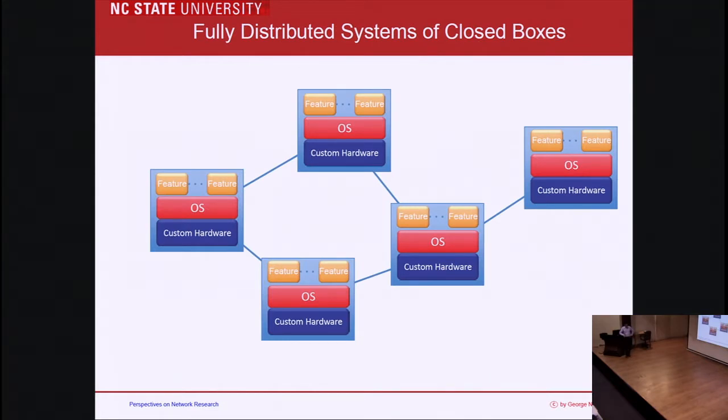Okay, so if you look at the way that it works today, you take boxes from Cisco, as I said, from Juniper and so on. They have custom hardware, they have their custom OS, okay, and then you have features, and the features could be Dijkstra's algorithm or OSPF and so on that work together and do this.